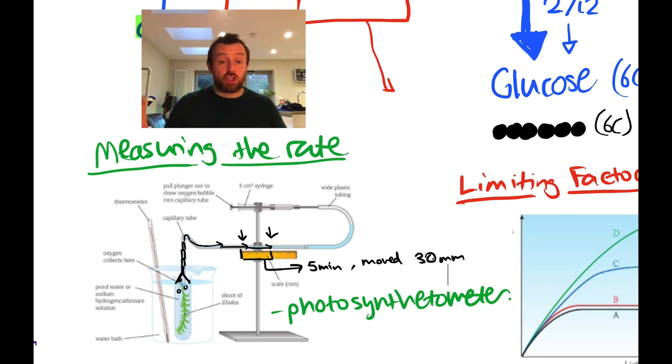So how much oxygen has been produced? Well, volume of oxygen produced equals pi r squared times L. So pi r squared, radius of the tube squared. The radius of a capillary tube would probably be something like half a millimeter, maybe less. And L is this length, 30 millimeters. That's the formula for the volume of a cylinder. And then we can work out the amount of oxygen produced in 5 minutes, which can give us a rate of photosynthesis. Okay?